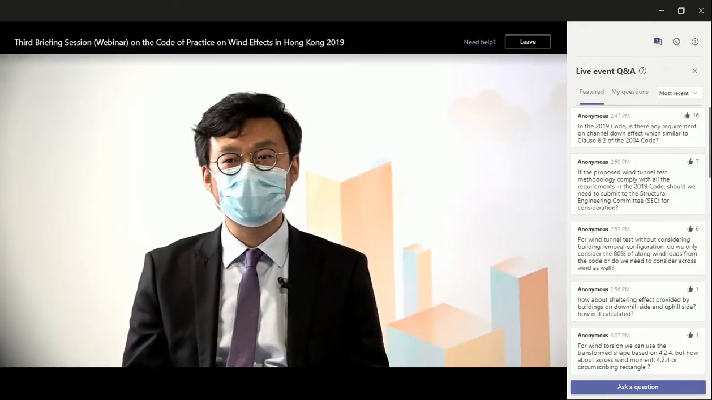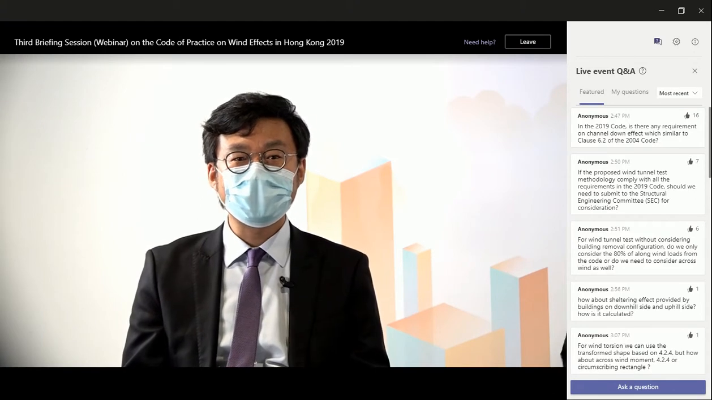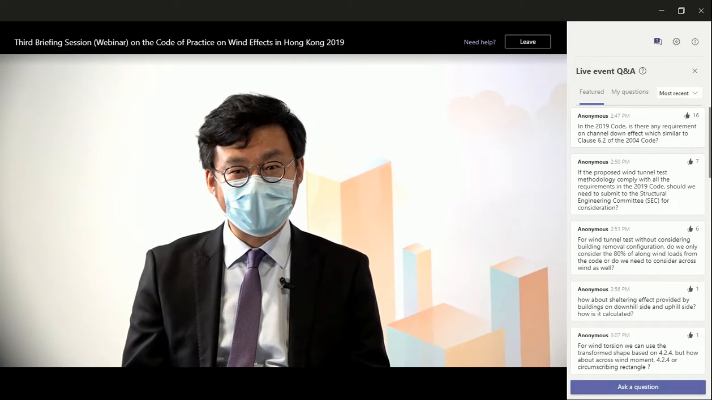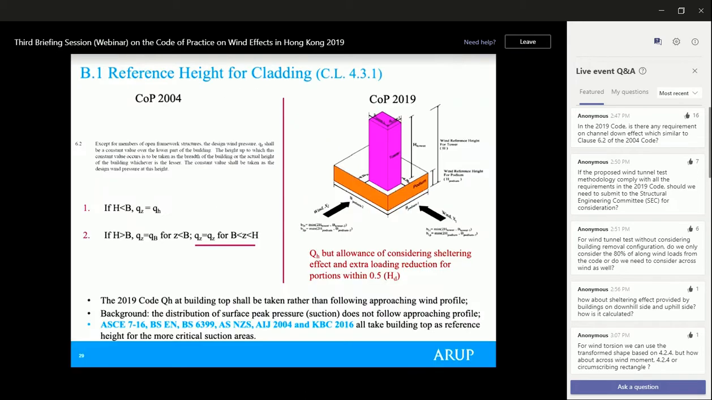So in the 2019 code, actually, we have already increased the reference wind pressure from the actual level Z to the building top. So one of the purposes of this increase is to cover the washdown effect. So the answer is yes, very clear.